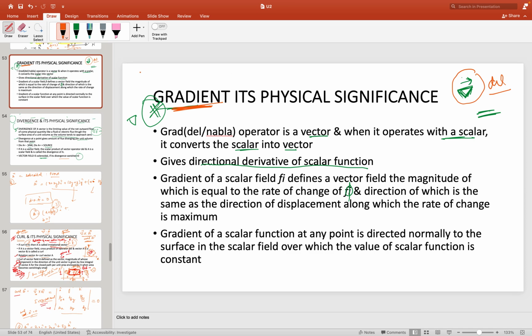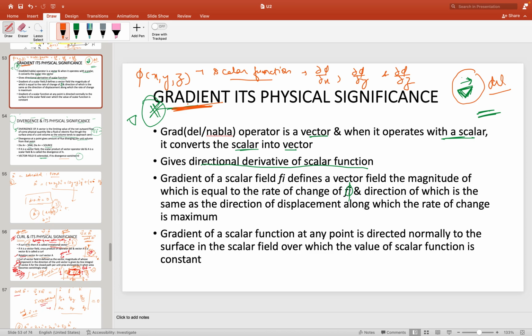If we have a phi function again dependent on x, y, and z coordinates, it's a scalar function. We are taking phi as a scalar function, not a vector quantity, but a scalar function which is dependent on position coordinates. Then its partial derivative along the Cartesian coordinates will be del phi by del x, del phi by del y, and del phi by del z. So the gradient of a scalar function, gradient is always acting on a scalar function.